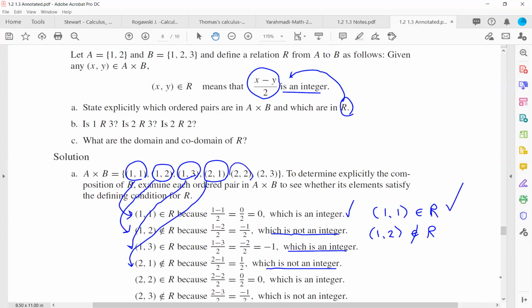2 and 2. 2 minus 2 divided by 2 is 0. So the outcome is an integer. What's the meaning of that? It means that 2 and 2 is a point in this relation.